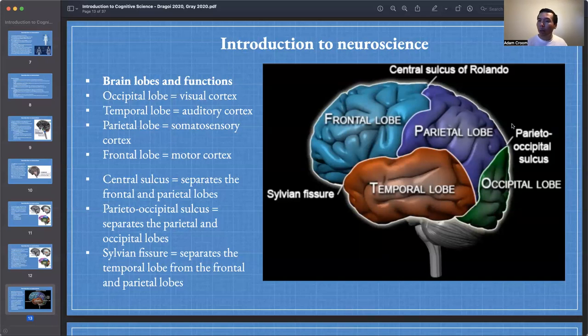The parietal occipital sulcus right here separates the parietal from the occipital lobe, okay? And the Sylvian fissure right here separates the temporal lobe from the frontal and parietal lobes. All right, that's how we can nicely separate these major lobes of the brain.